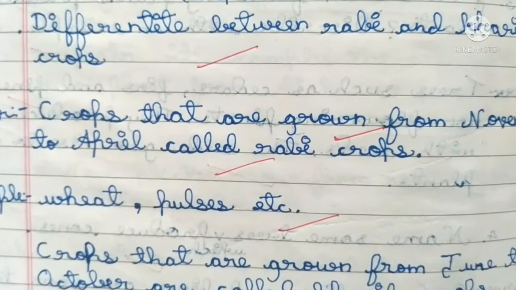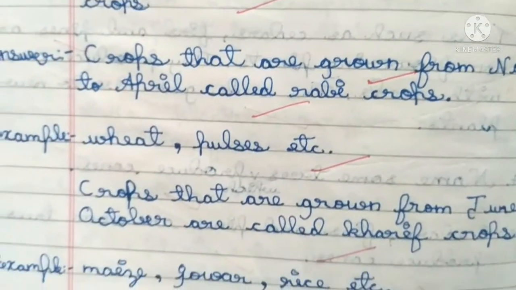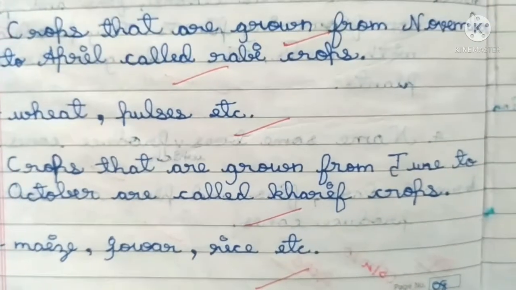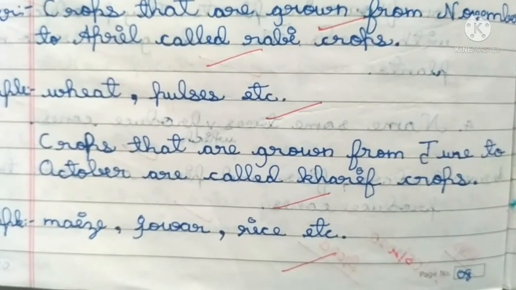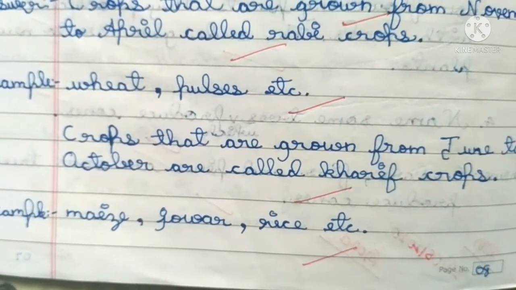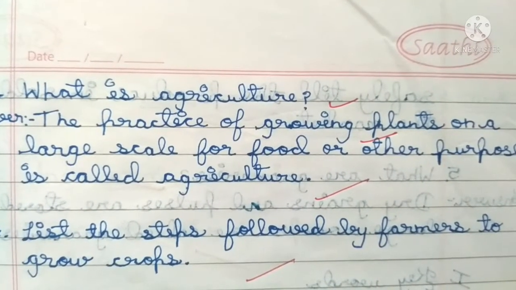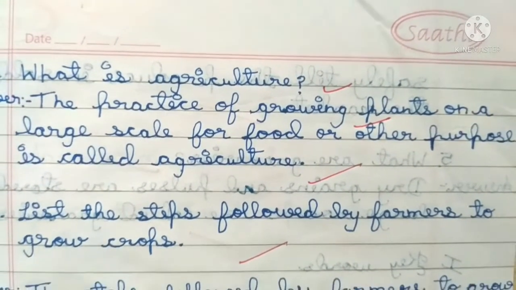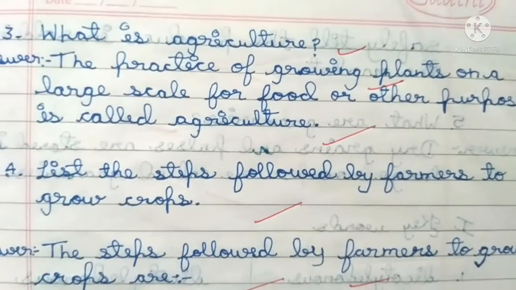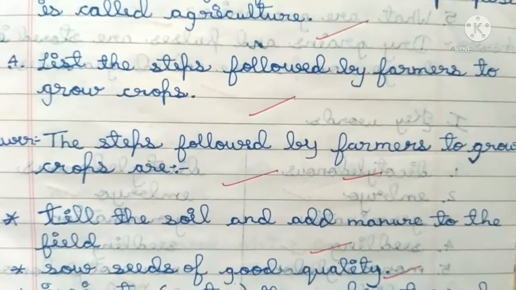Answer. Crops that are grown from November to April are called rabi crops. Examples: wheat, pulses, etc. Crops that are grown from June to October are called kharif crops. Examples: maize, jowar, rice, etc. What is agriculture? Answer. The practice of growing plants on a large scale for food or other purposes is called agriculture. List the steps followed by farmers to grow crops.